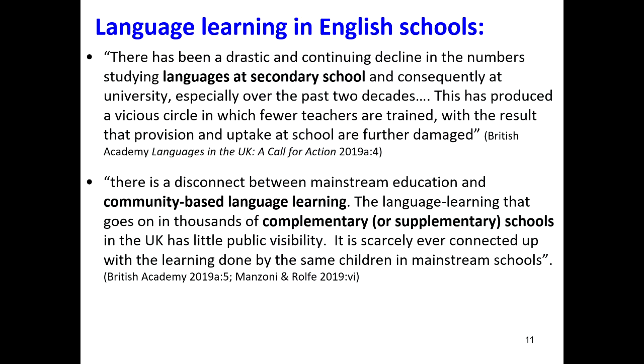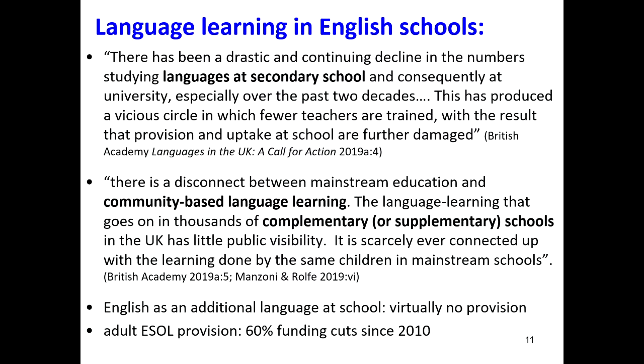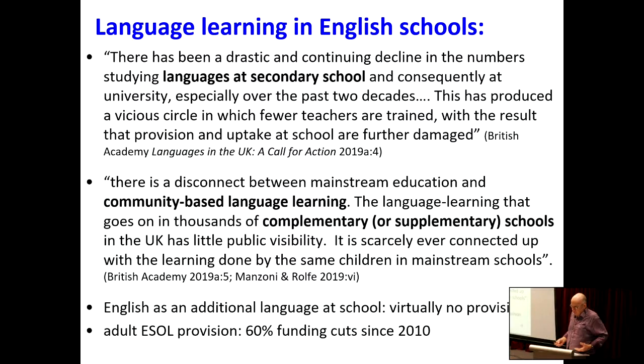Turning it around and looking at the provision of English teaching for people who use other languages, the situation is just as dismal. There's no national provision for English as an additional language in schools, no curriculum guidance, no teacher education. For adult migrants, provision is generally very fragmented. Demand for ESOL far outstrips supply, and national funding has been cut by 60% since 2010.